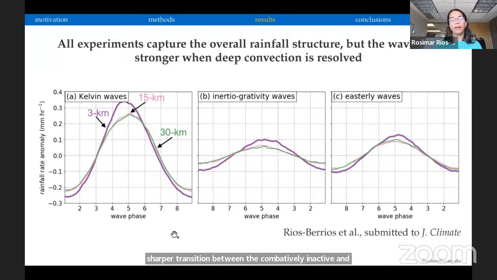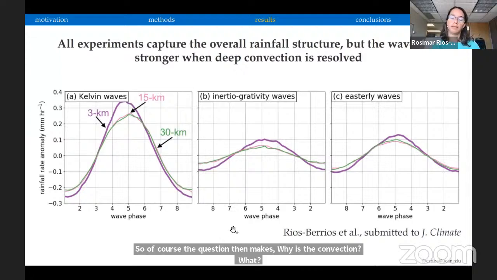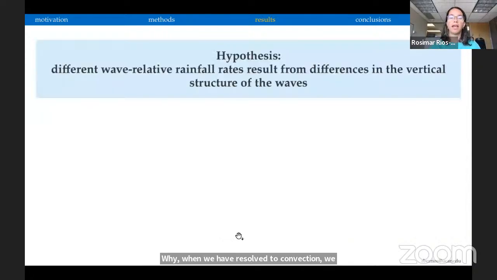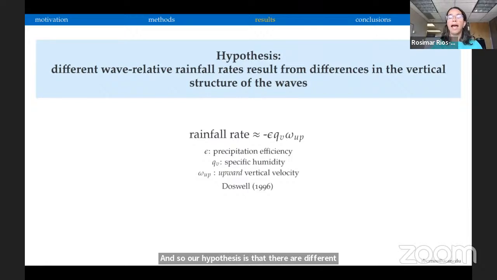So of course, the question then becomes, why, when we have resolved deep convection, do we have stronger waves? And so our hypothesis is that there are different rainfall rates resulting from differences in the vertical structure of these waves. And that's because to a first approximation, we can say that the rainfall rate is approximately equivalent to the vertical flux of water vapor, to the upward flux of water vapor.